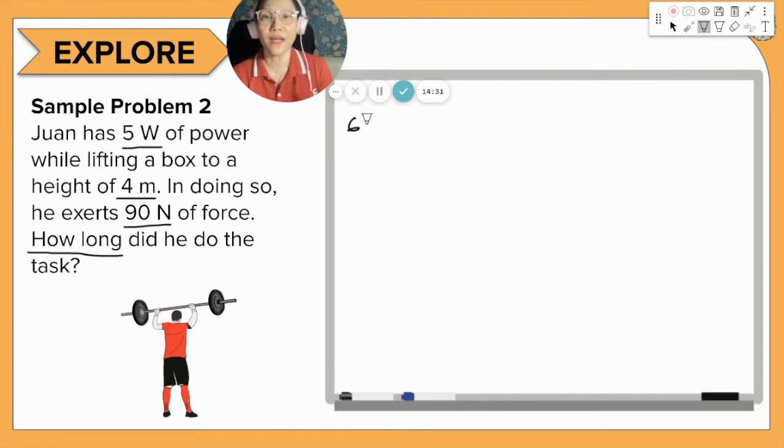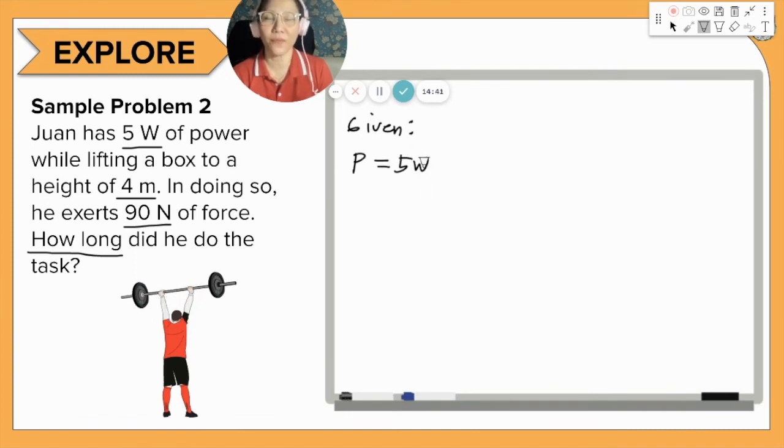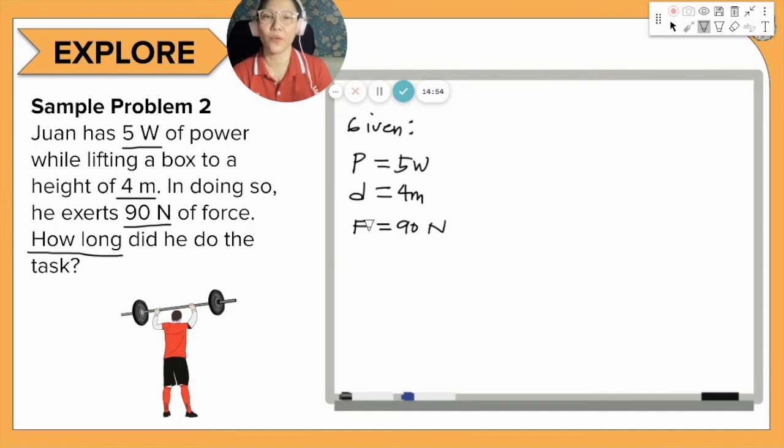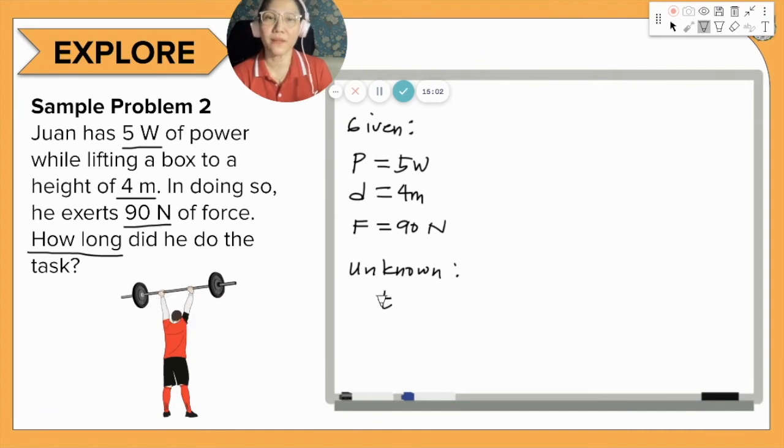So let's write the given completely. Power equals 5 watts. It has to be written completely, so don't just write 5 watts. The height is actually the displacement of 4 meters. Then 90 newtons is the force. Again, write all of your given completely with unit and quantity. Then the unknown is just time, and we expect the unit to be in seconds. Let's just solve for this really fast.